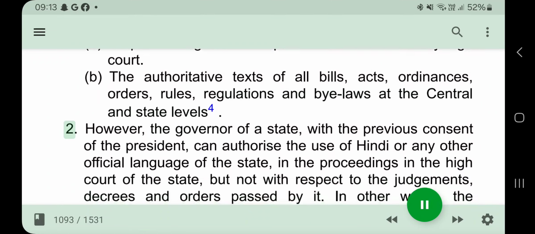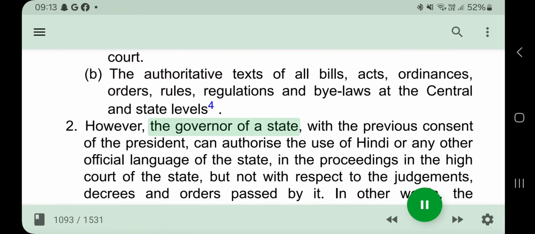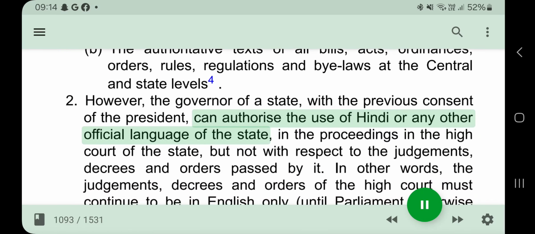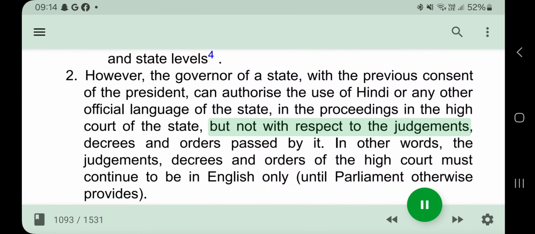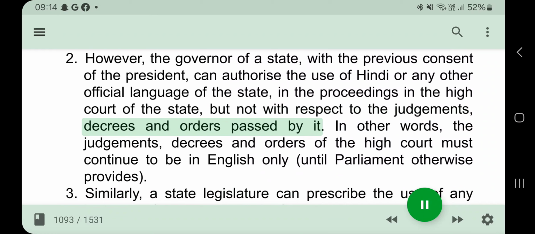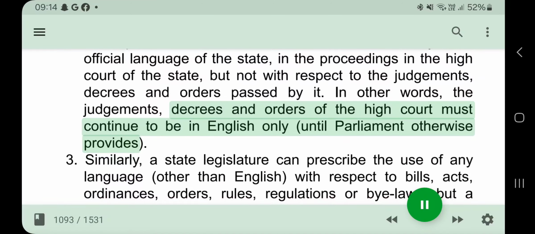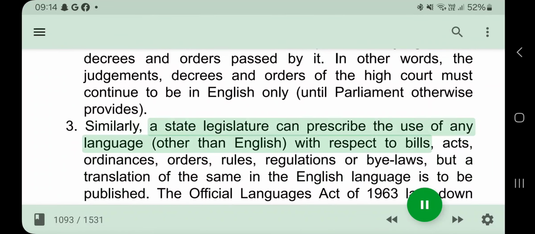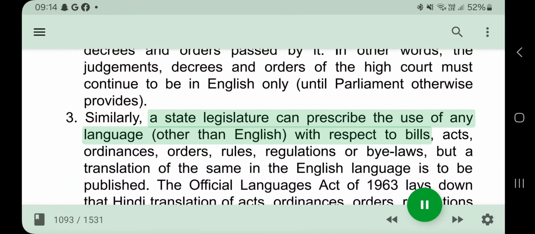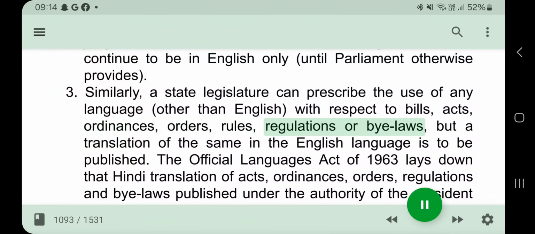2. However, the governor of a state, with the previous consent of the President, can authorize the use of Hindi or any other official language of the state, in the proceedings in the High Court of the state, but not with respect to the judgments, decrees and orders passed by it. In other words, the judgments, decrees and orders of the High Court must continue to be in English only, until Parliament otherwise provides.